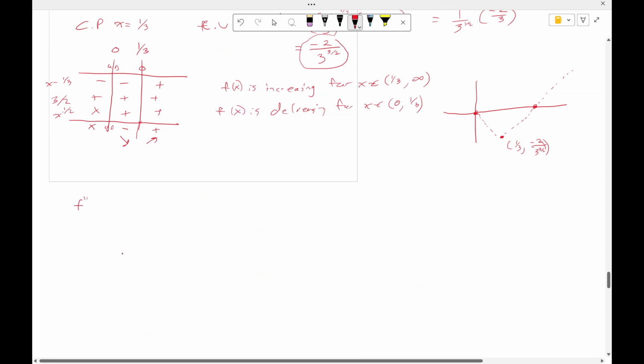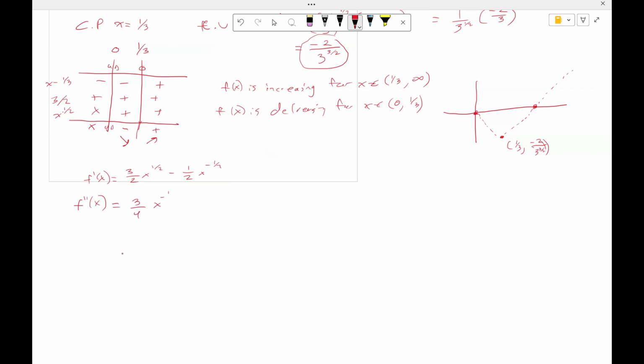So f double prime of x. The derivative was 3 over 2 x to the 1/2 minus 1 over 2 x to the minus 1/2. The second derivative is 3 over 4 x to the minus 1/2 plus 1 over 4 x to the minus 3/2, which equals 3 over 4 x to the 3/2 times x plus 1/3.